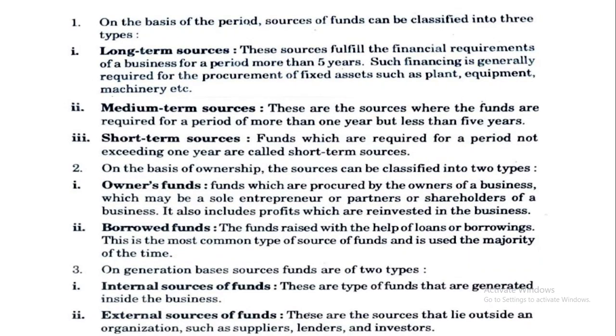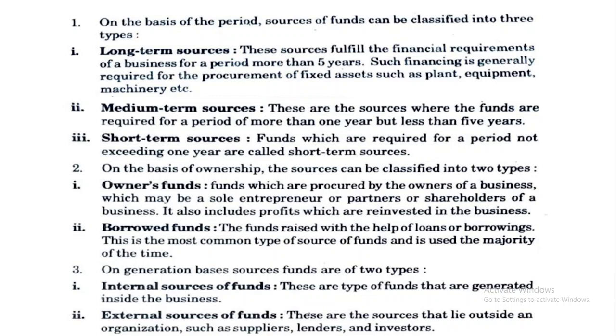If we classify it on the basis of the period, that is long term, medium and short term. In the long term, the sources fulfill the financial requirements of the business for a period of more than 5 years. Such financing is generally required for the procurement of fixed assets such as plant, equipment and machinery. Medium term sources are the sources where the funds are required for a period of more than 1 year but less than 5 years. For short term sources, the funds which are required for a period not exceeding 1 year are called short term sources.